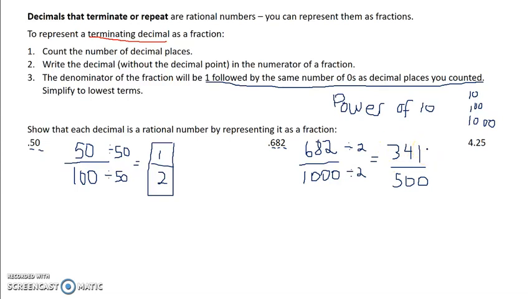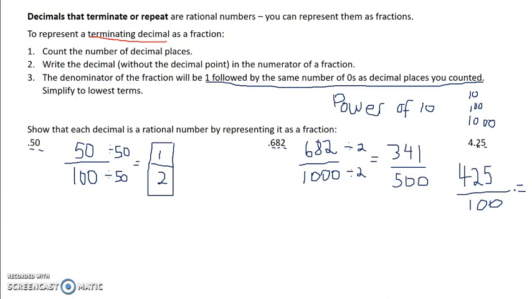Alright, let's look at this last one. So the last one is 4.25. So I'm going to count the number of decimal places. I have 2 decimal places. So I'm going to write 425 without the decimal point over 1 followed by, since I have 2 decimal places, 2 zeros. So really I have 425 over 100.